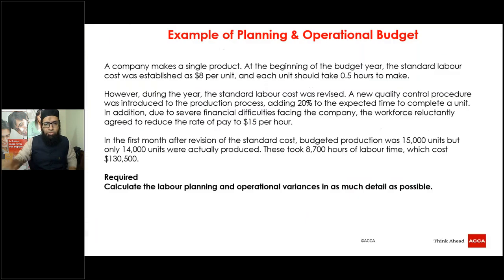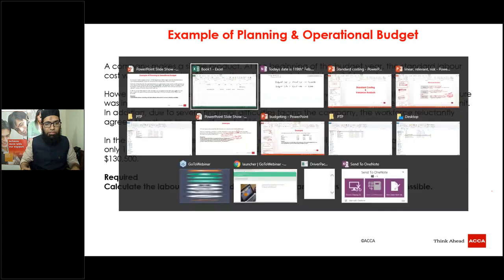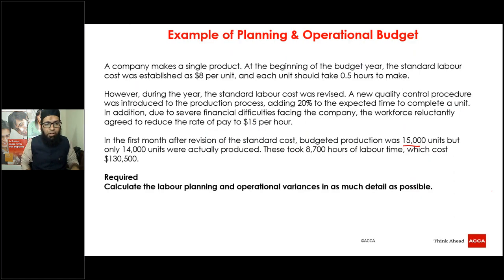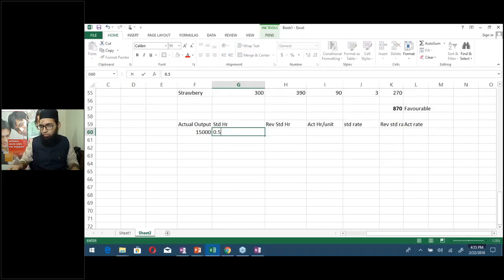Because in this question, both the standard rate and the standard hours have been changed. Now let's put the values in that. The actual output is 15,000. So let's write 15,000. Then the standard hours. The standard hours is 0.5. This is the original standard.